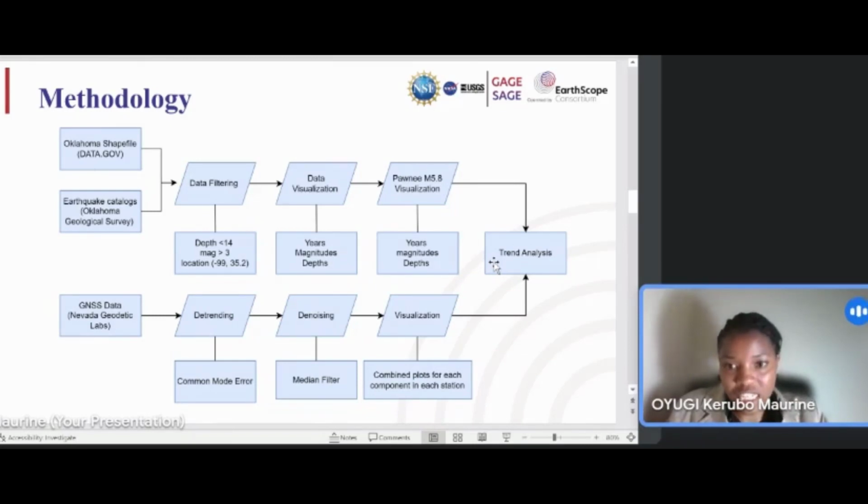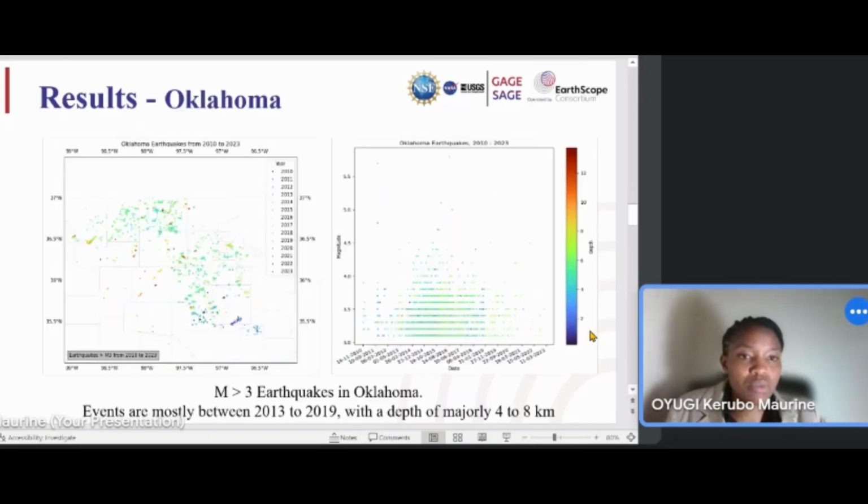For the GNSS data, we got it from Nevada Geodetic Labs, which we then detrended using the common mode error. We denoised it using the median filter and visualized it using combined plots for each component in each station. The output from the two procedures was used in trend analysis, whereby we evaluated GNSS signals and compared them to earthquake catalogs.